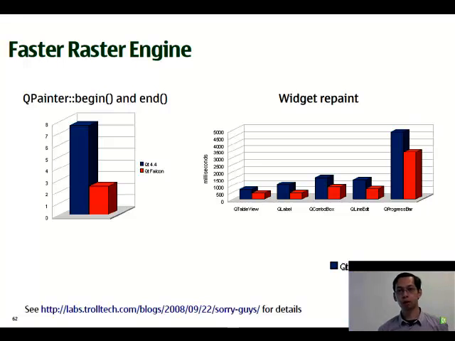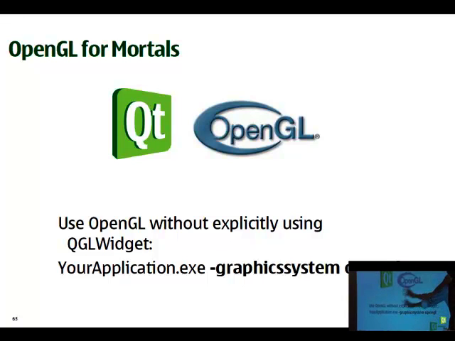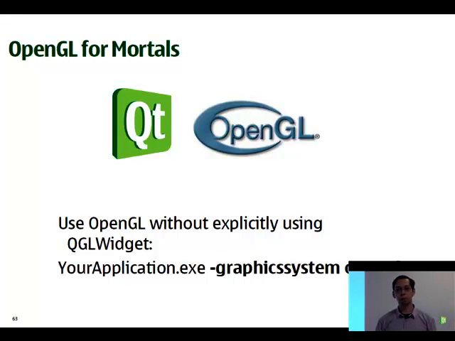And of course, before I mentioned that you have to use QGLWidget if you want to hardware accelerate your application. But with Qt 4.5, Qt even does it for you. You just need to pass this option, -graphicssystem opengl, when you launch your application, and all the painting will be done using OpenGL. You don't need to modify your application. You don't need to modify the code.